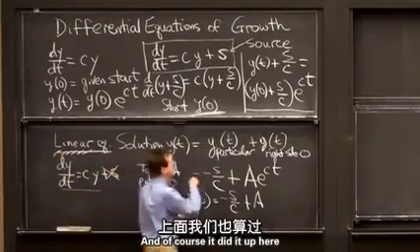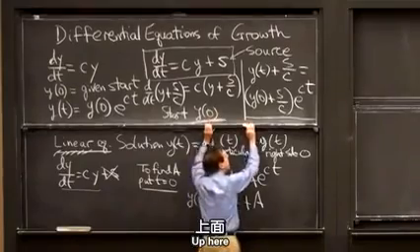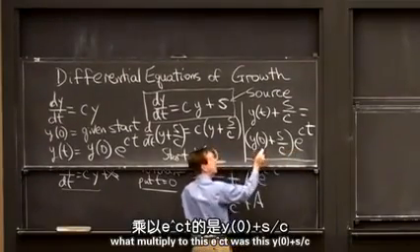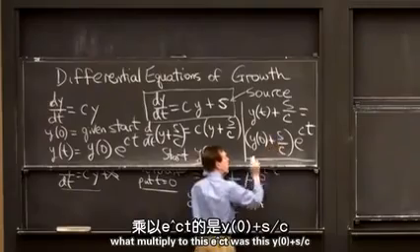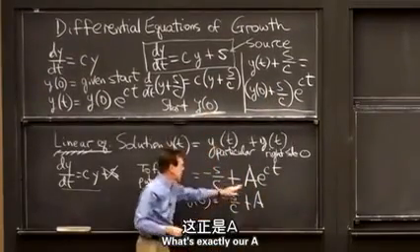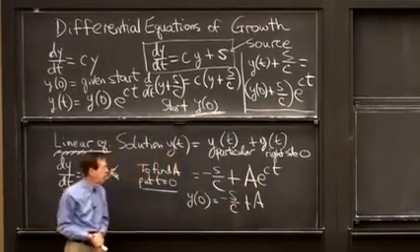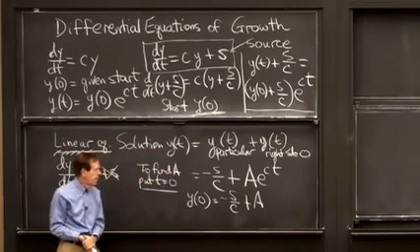And, of course, it did it up here. Up here, what multiplied the e to the ct was this y of 0 plus s over c, which is exactly our a. Okay.